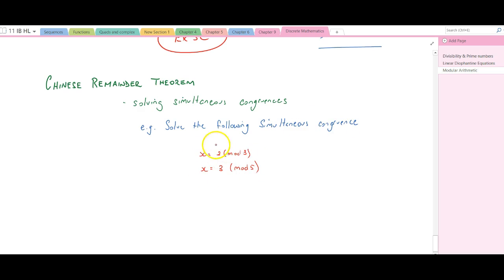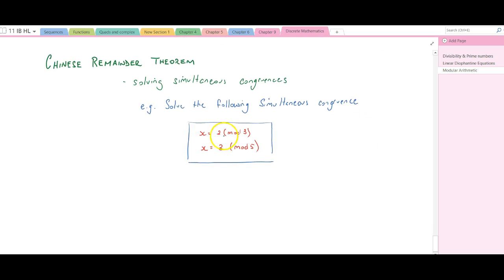So what we've got are two equations that describe x. So x here has a remainder of 2 when divided by 3, and a remainder of 3 when divided by 5. And so we're looking for the family of solutions for x that satisfies both these conditions. So let's start to have a look at what x could be. So x is 2 mod 3.